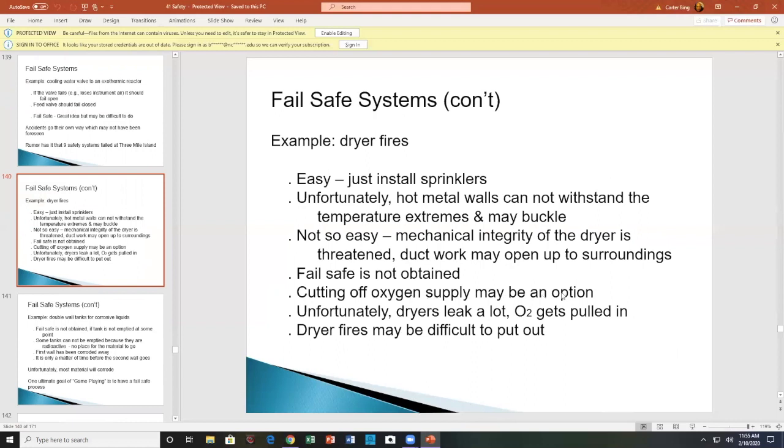You may think you're cutting off oxygen, but you have to realize dryers will leak 30%. Dryers leak a lot, so you may not cut off the oxygen. Plus, if there's a dryer fire, you're going to be heating your ductwork, and the ductwork may open up to surroundings, which lets in more oxygen. Hot metal walls can't withstand the temperature extremes and may buckle. Fail-safe is not obtained. Dryers leak a lot, so dryer fires may be difficult to put out.